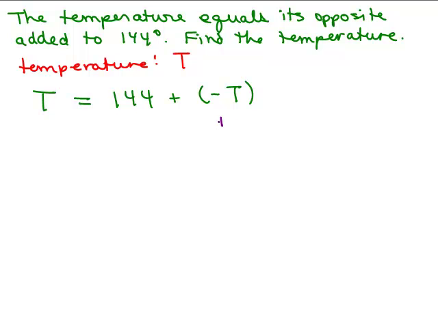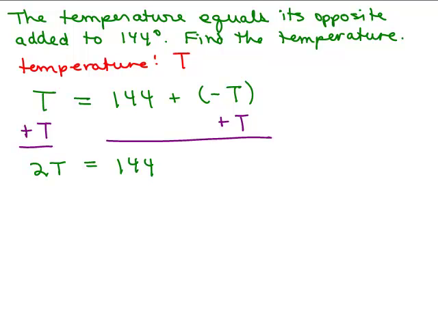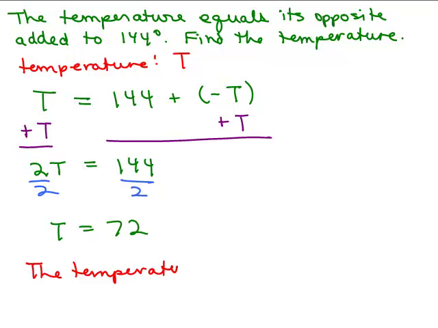All right, so I have the variable on both sides of the equation. So let's add T to both sides so that I have the variables on the left side. And now I can just divide by 2 so that T is 72. But remember, we want to do that in terms of degrees. So the answer would be the temperature is 72 degrees.